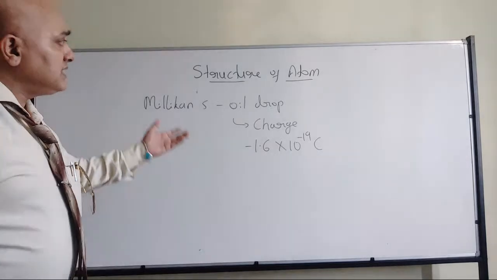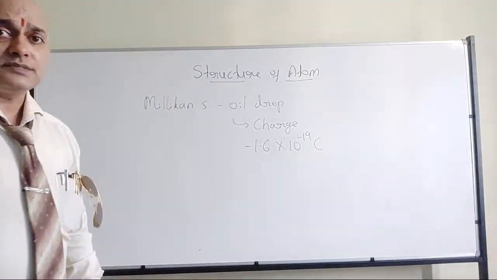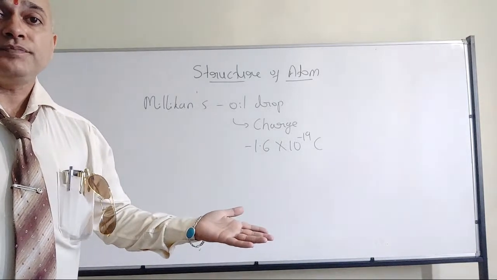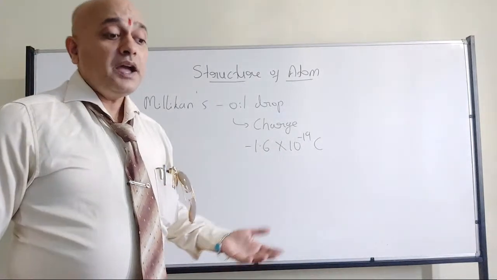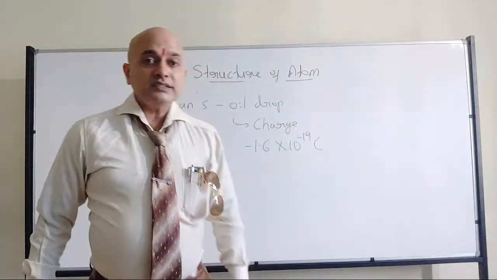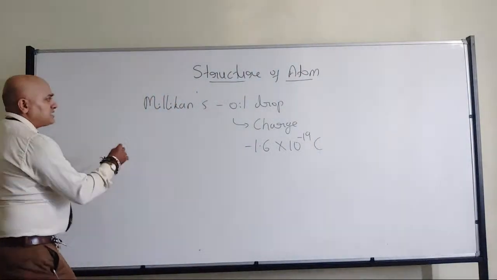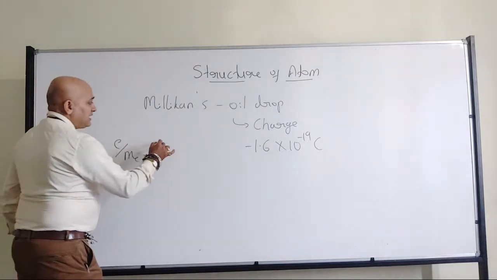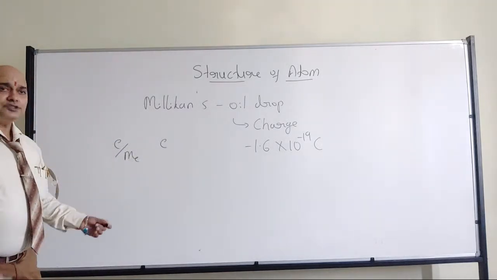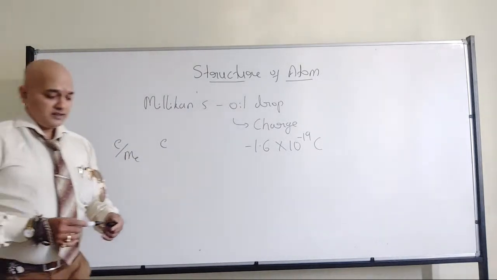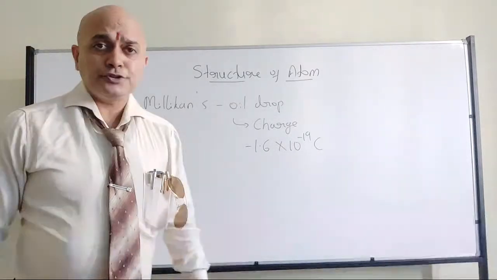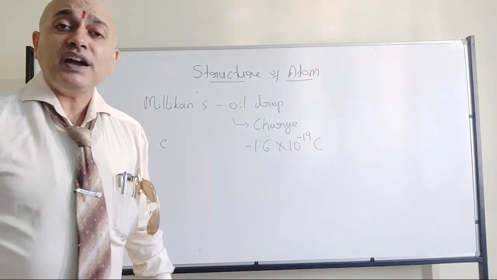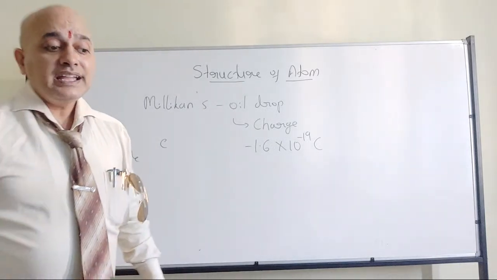Now based on this experiment and the J.J. Thomson experiment, they were able to find out the mass of the electron also. How is it possible? Because in the J.J. Thomson experiment, they found the charge by mass ratio. Here, they have got the charge. Naturally, we can find out the mass. When I know the charge by mass ratio, and when I know the charge, I can easily find out the mass of the electron.